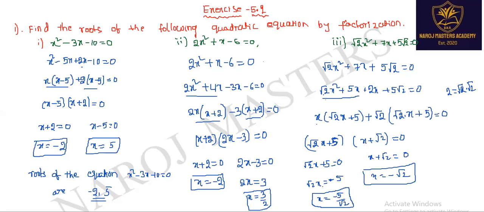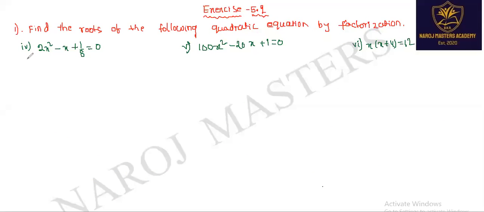Okay. Now look at the fourth question. 2x square minus x plus 1 by 8 equal to 0. So first of all, remove this denominator number, that is 8. So multiply in both the terms and send it this side. So this is 8 into 2, that is 16, 16x square minus 8x plus 1 by 8 equal to 0. Now send this 8 to this side, it will become 0 into 8 is 0 only. So 16x square minus 8x plus 1 equal to 0.